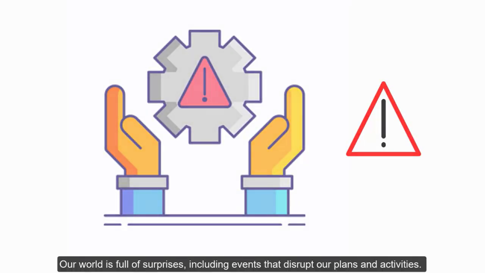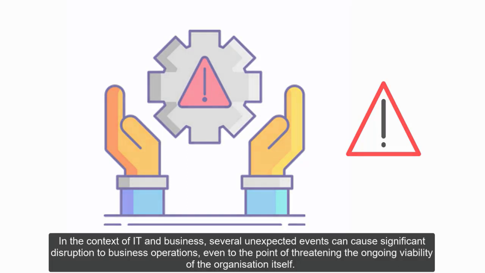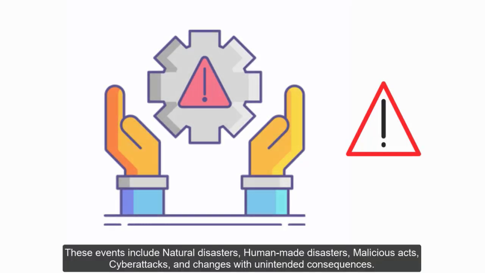Our world is full of surprises, including events that disrupt our plans and activities. In the context of IT and business, several unexpected events can cause significant disruption to business operations, even to the point of threatening the ongoing viability of the organization itself. These events include natural disasters, human-made disasters, malicious acts, cyber attacks, and changes with unintended consequences.